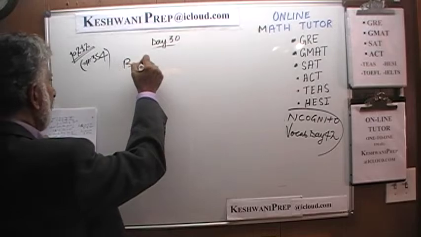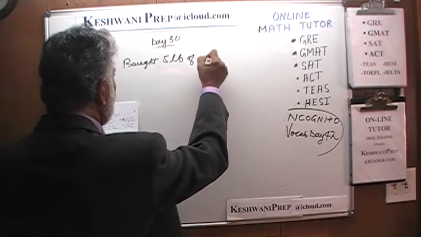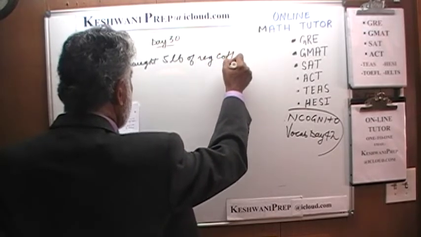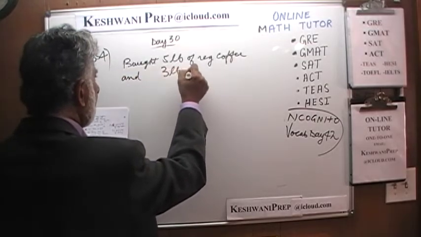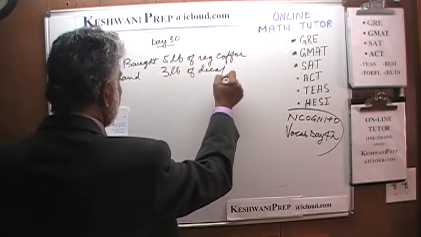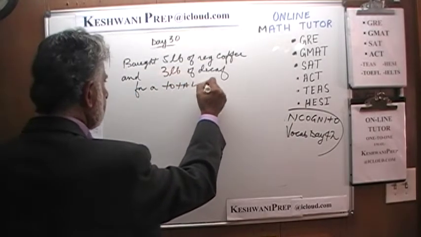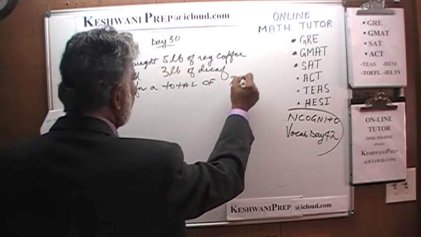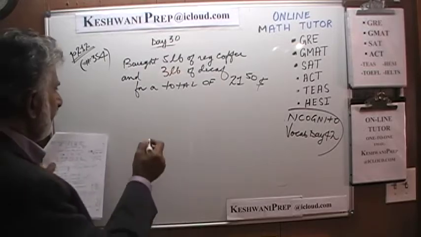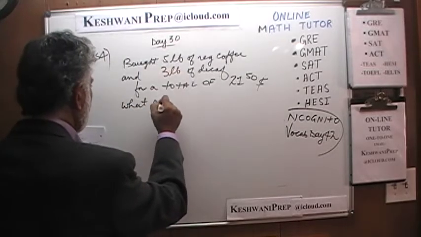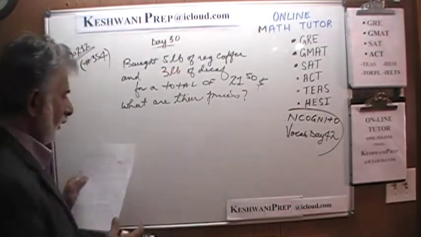It says that we bought 5 pounds of regular coffee. And we bought 3 pounds of decaf for a total of $21.50. The question simply is, what are their prices?